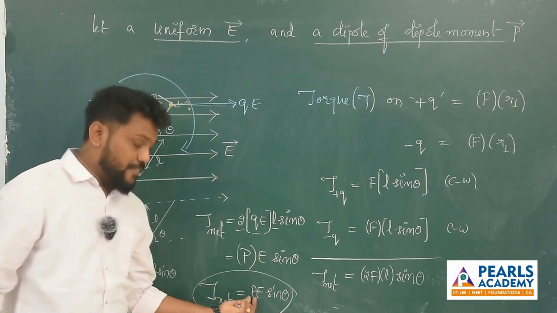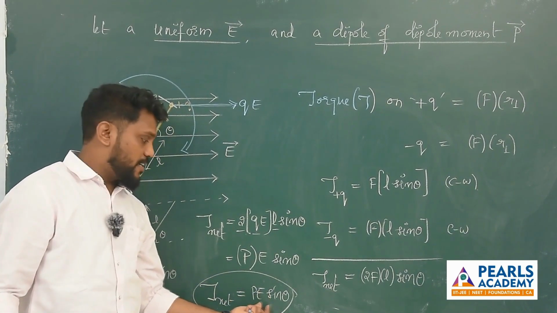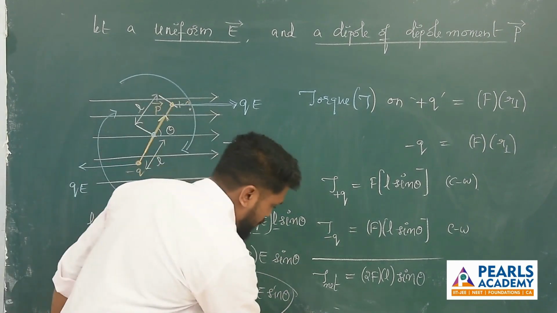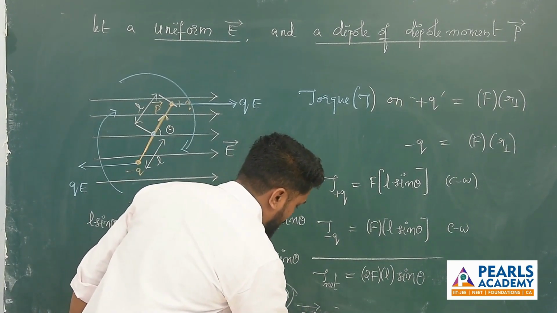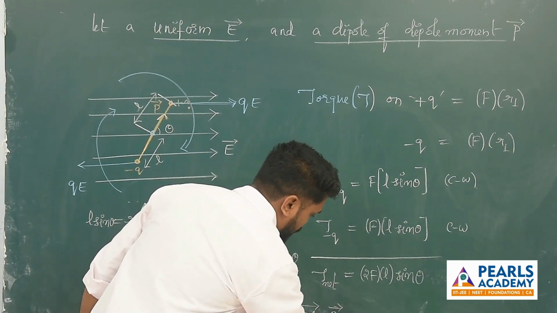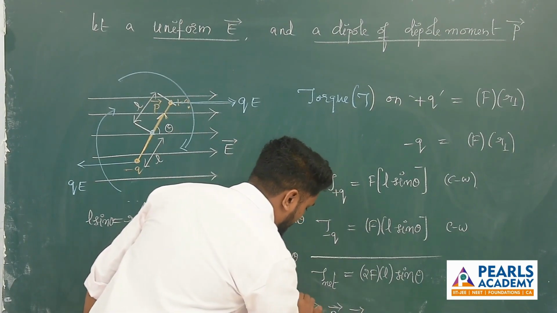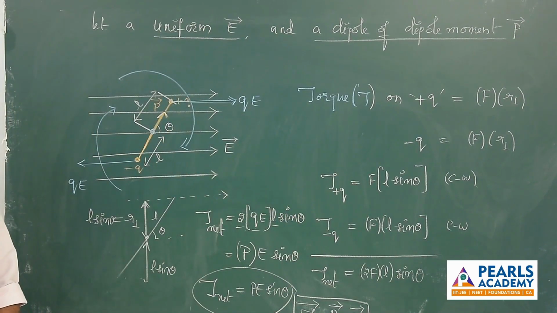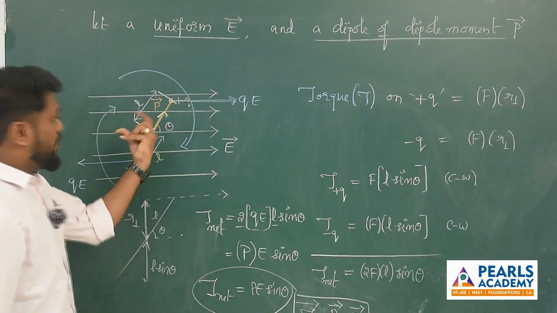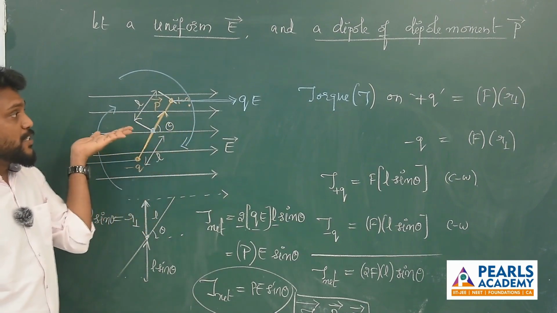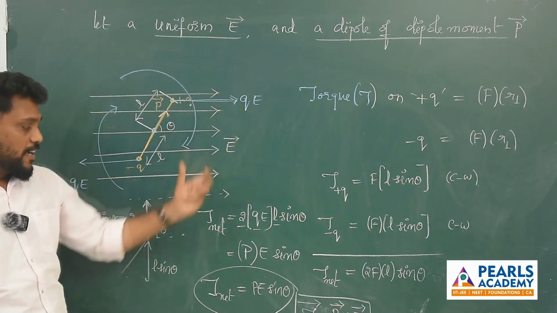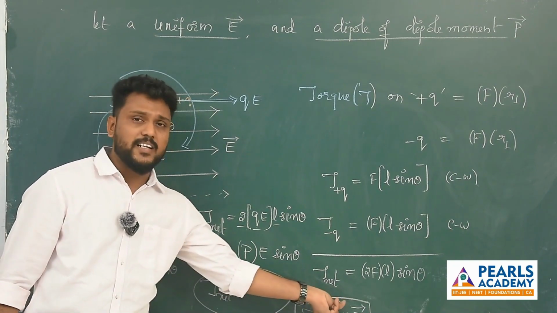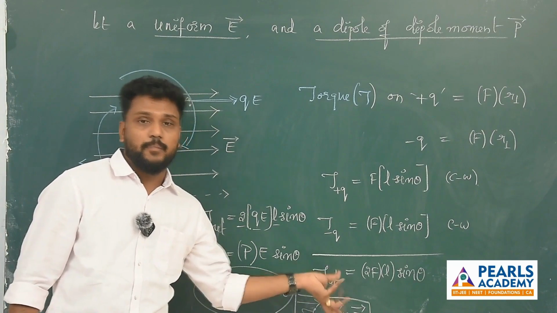And P is a vector quantity, E also a vector quantity, and it is combined with the sin theta, and we know the torque is vector quantity. So we can write torque vector is equals to P vector cross E vector. It can be given by the cross product of the P vector and E vector. So finally, when any dipole moment is placed in any external electric field, it experiences a torque of amount PE sin theta, and vectorially it is given by P bar cross E bar.